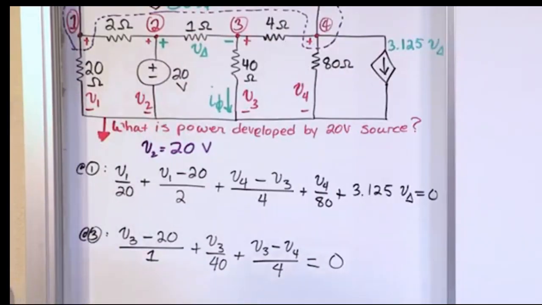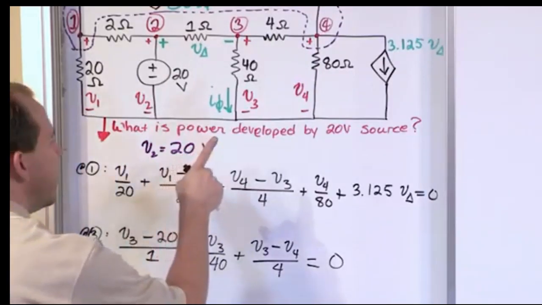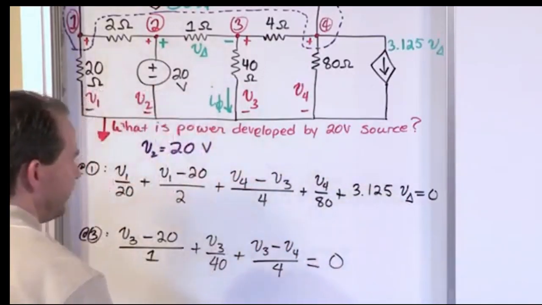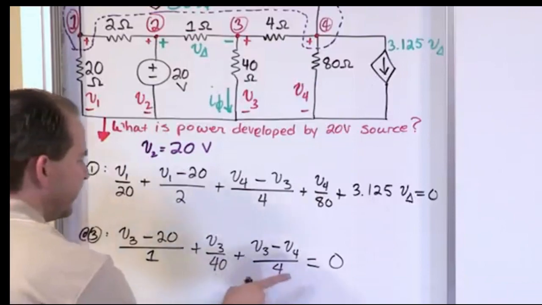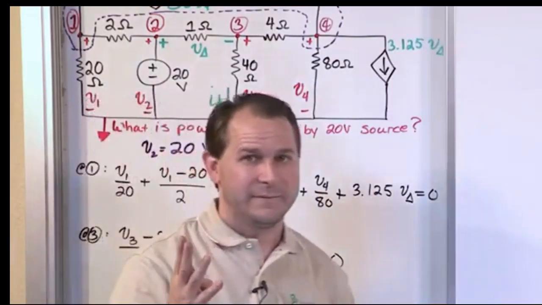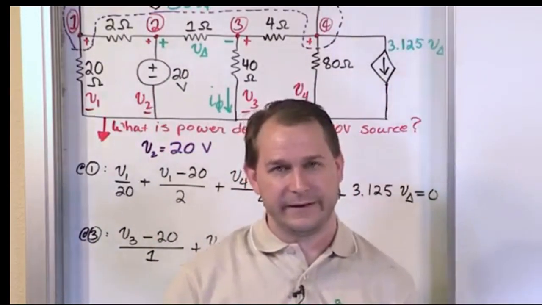Of course, you'll find out in a minute we're nowhere near done because there's so much algebra to do. But you look at this and you say, okay, I've got V1, V3 and V4, and I've got V delta. So the total number of variables I have is 4. The total number of equations I have is 2. So I'm in big trouble because I can't solve anything.